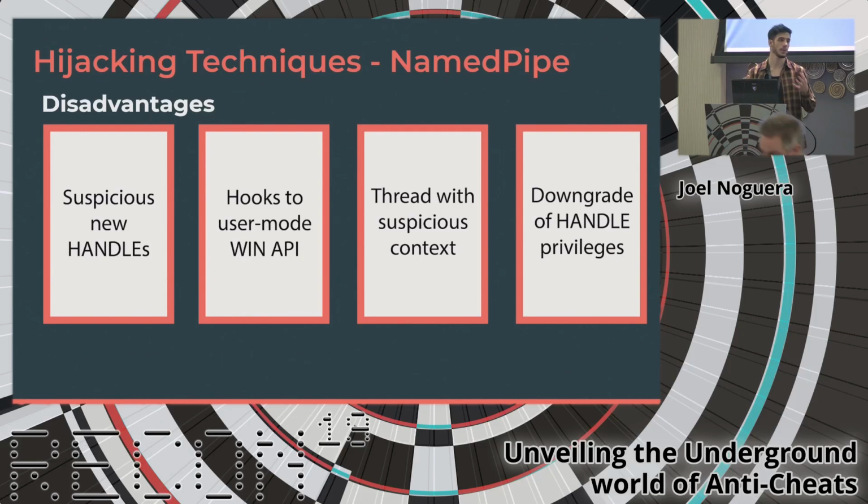They register pre and post operations. So when a new handle is created, they can analyze which privilege this handle is requesting and modify it so it doesn't have the required privilege to manipulate the process.